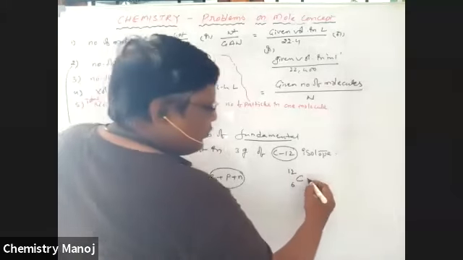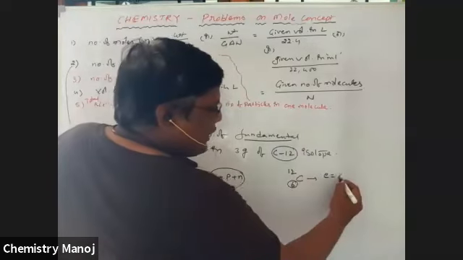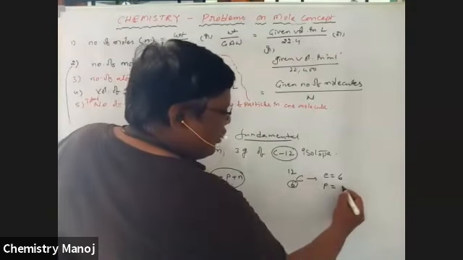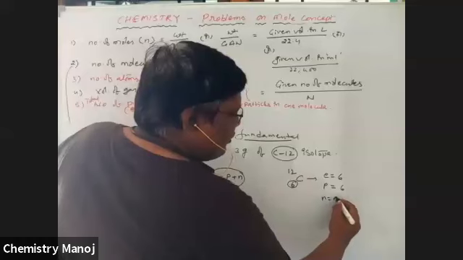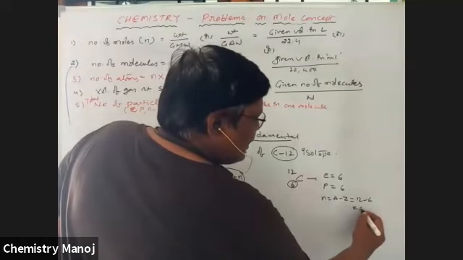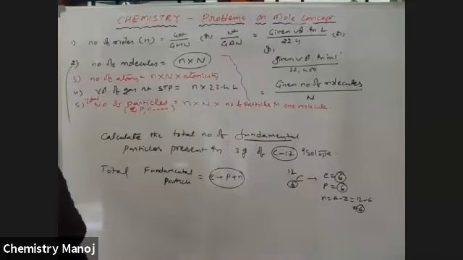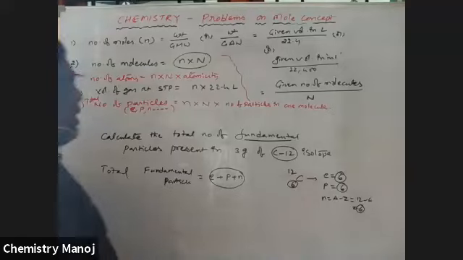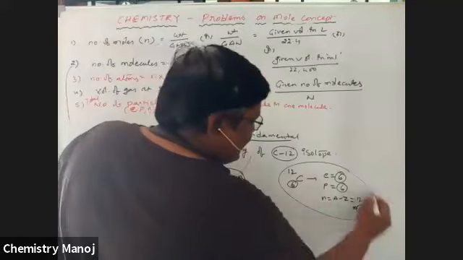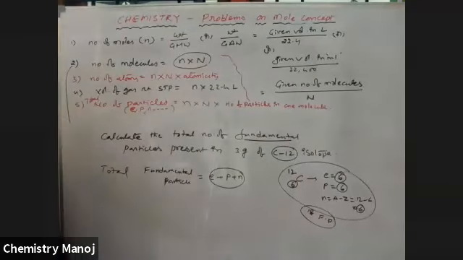Now in this, electrons is equal to its atomic number, 6. Protons is equal to its atomic number, 6. Neutrons is equal to A minus Z, which is 12 minus 6, which is also 6. These are the electrons, protons, and neutrons present in C12 isotope. So altogether this contains 18 fundamental particles.